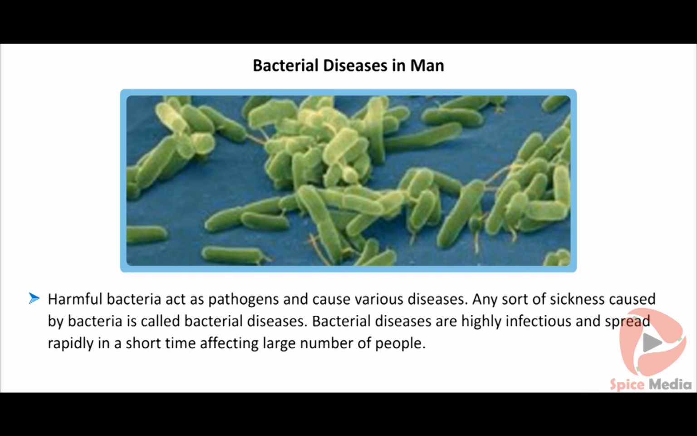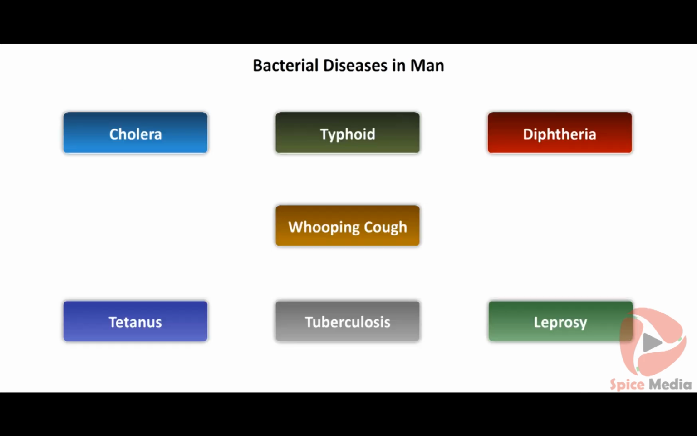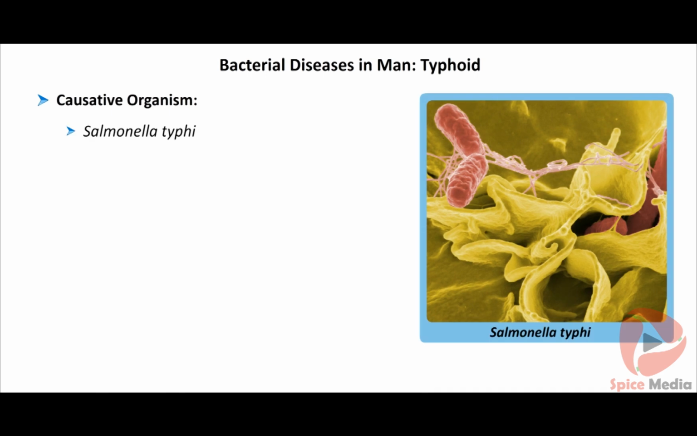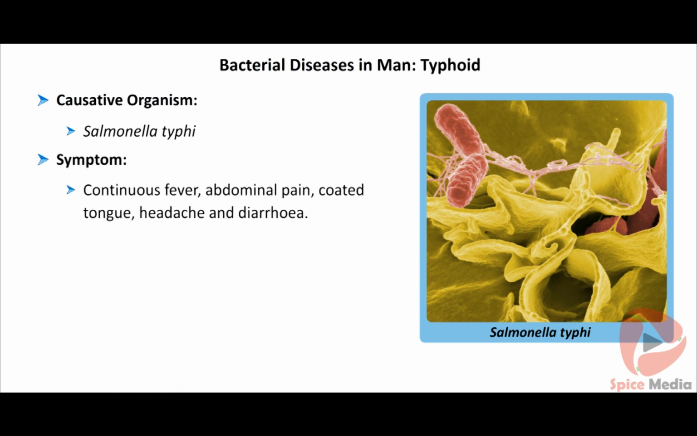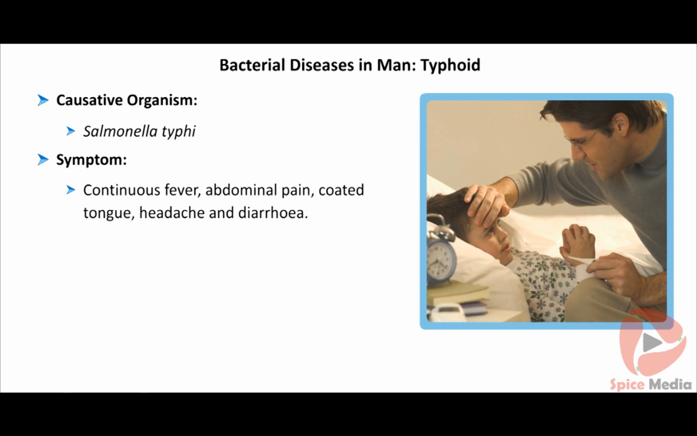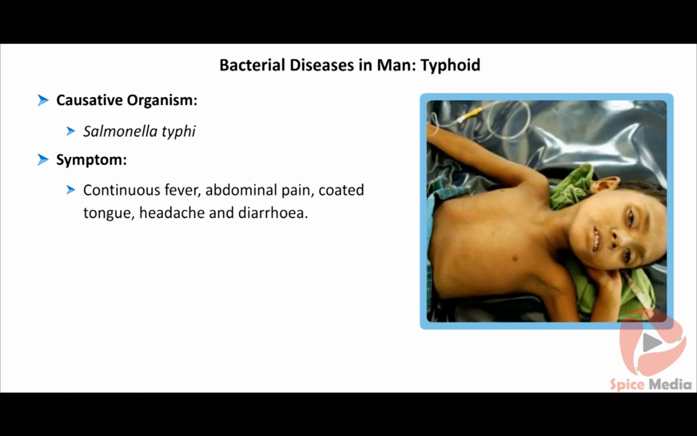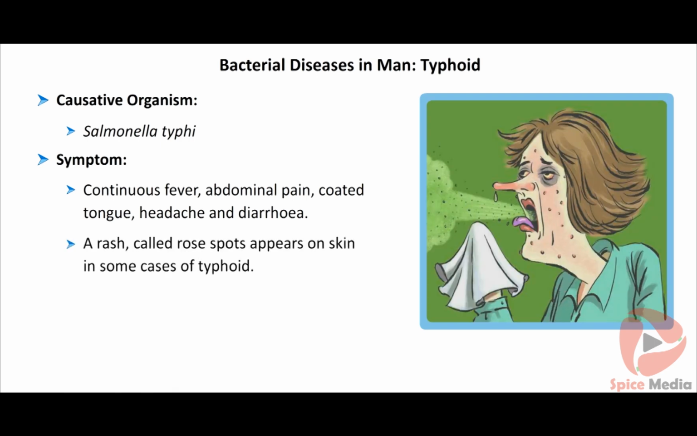Bacteria are the important group of living organisms that are found everywhere. They are microscopic and unicellular. Most of the bacteria are helpful to humans, whereas some are harmful. Air, water, and food carry bacteria from one person to another. Harmful bacteria act as pathogens and cause various diseases. Any sort of sickness caused by bacteria is called bacterial diseases. Bacterial diseases are highly infectious and spread rapidly in a short time, affecting large number of people.